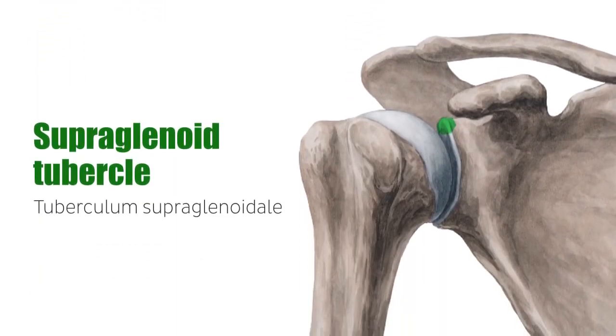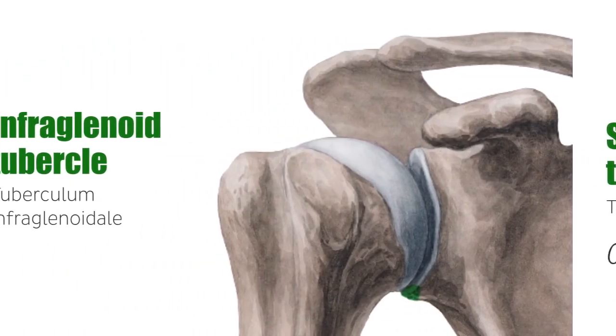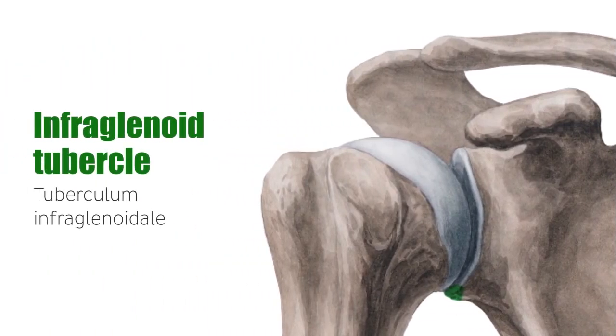Finishing off our tour of the scapula, we note the supraglenoid tubercle. This is a small projection found at the superior margin of the glenoid cavity. Remember this. The supraglenoid tubercle is the origin point of the long head of the biceps. On the inferior margin of the glenoid cavity, you will find the infraglenoid tubercle. This is also an important landmark to remember, since the long head of the triceps arises from this structure.